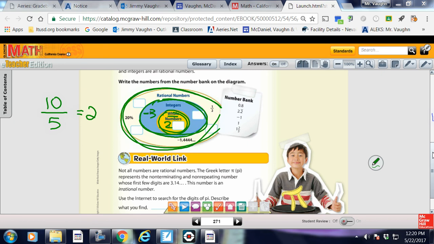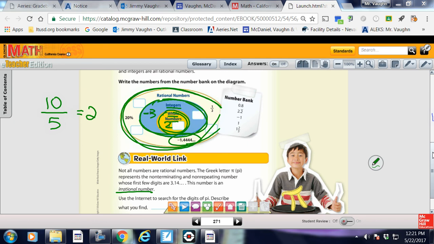Okay, but negative 1.4 is not an integer, and it's definitely not a whole number, right? So that's why the circle's written like this. The reason we're doing this today is because you have something called irrational numbers right there. Those are numbers that don't fall into any of these categories. Pi is the most famous example of that. You can read more about that down at the bottom of the page.